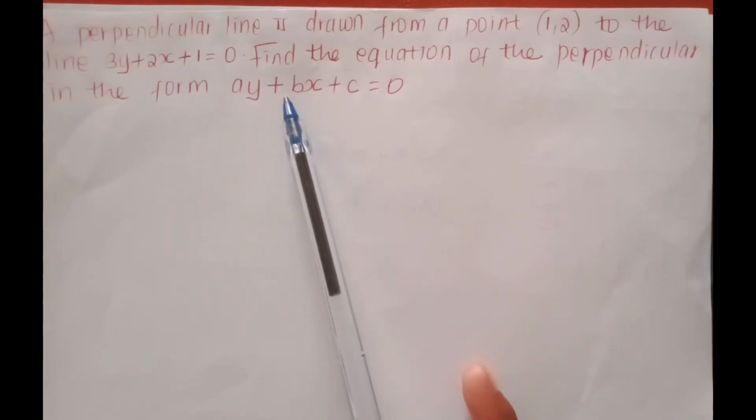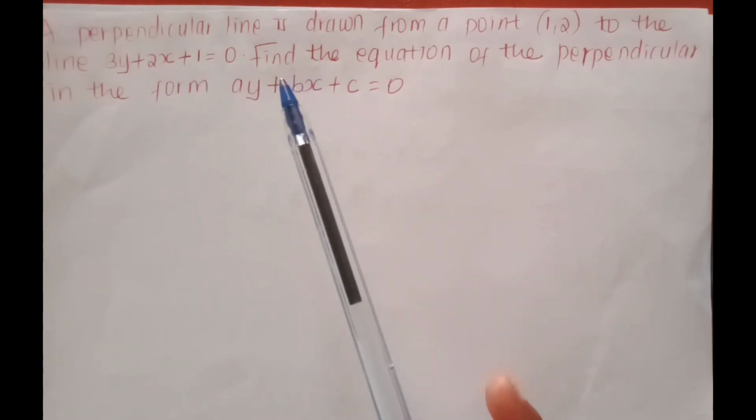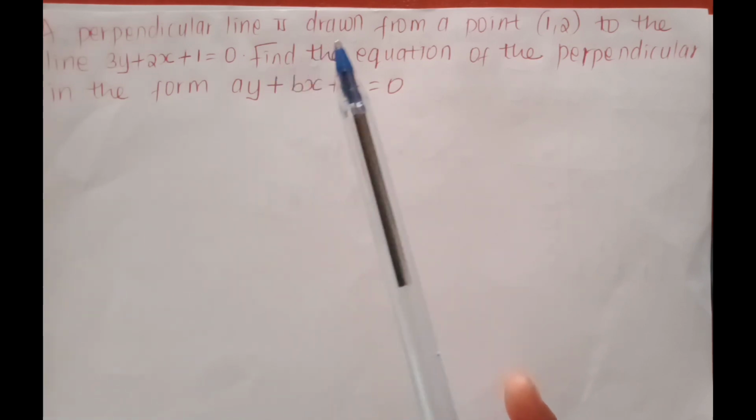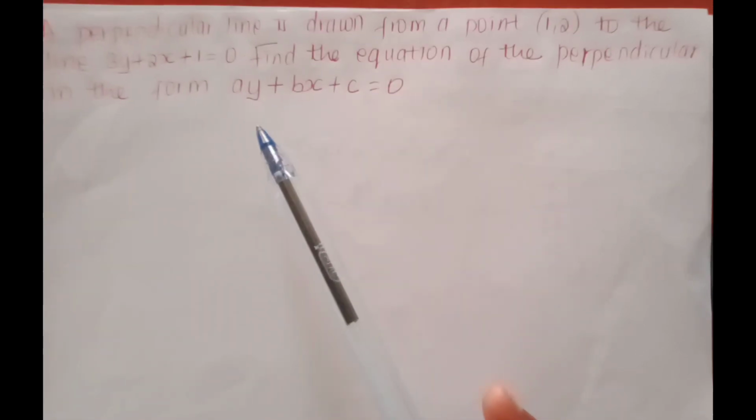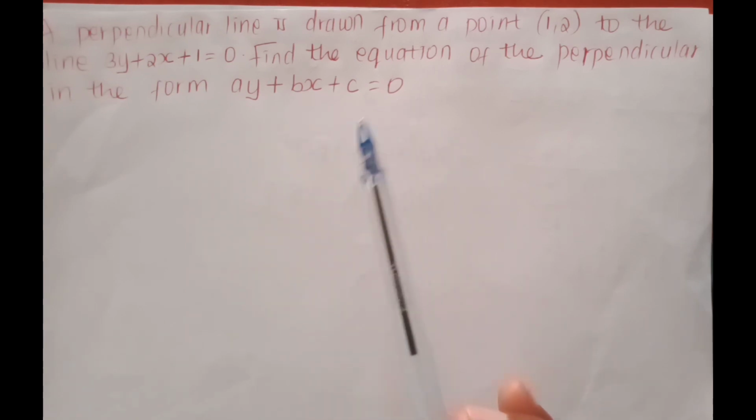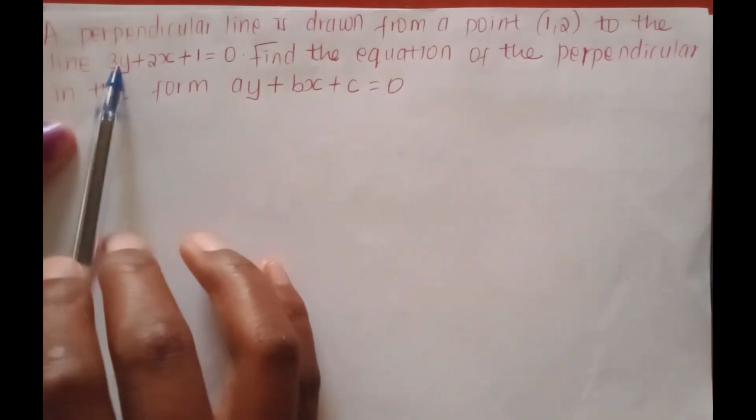So learner, you should remember that if this line is perpendicular to this one, then it means that when you multiply their gradients, you'll get -1. Okay, learner? When you multiply their gradients, you'll get -1.